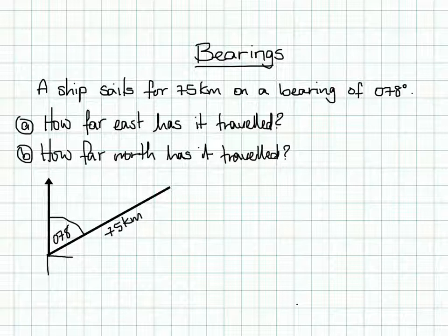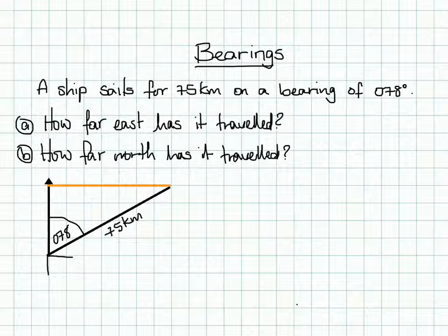Alright, good. The first question that they've asked us is how far east has it sailed? In other words, what they're asking us is how far east must I go until I get to the ship? That's my first job. So I've just traced it there. I need to find the length of that line, which I will now put in a different color. So that's the line I'm looking for. How far east must I go?